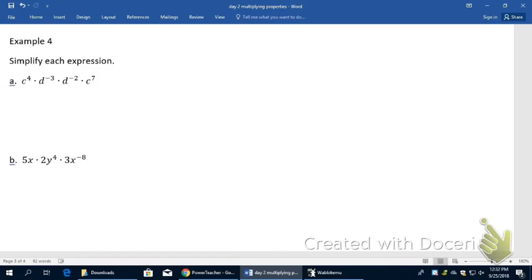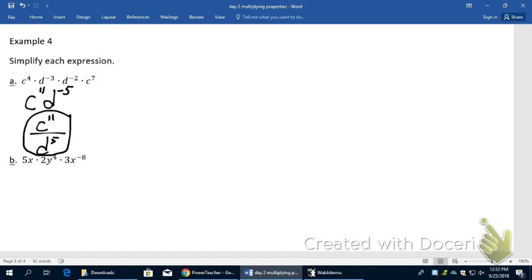Alright, on example 4, got another 2 problems. So one of my bases is c, so I'm going to go ahead and add those together. So c to the 4 plus 7 will be 11. For the d's, I'll do the same thing. So d is another base. Negative 3 plus negative 2 is negative 5. Now the reason why this one isn't done is it does say simplify, and it's never simplified if you have a negative exponent. So I'm going to have the c to the 11th on the numerator, and d to the 5th is going to go to the denominator, and that relates back to the previous lesson, which was day 1.